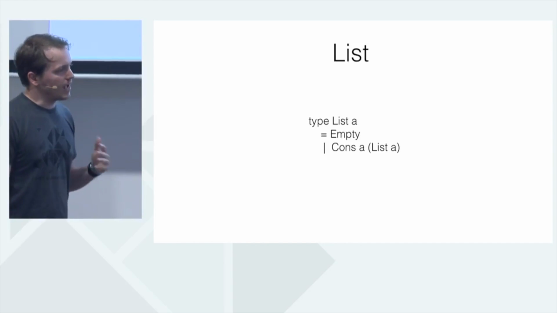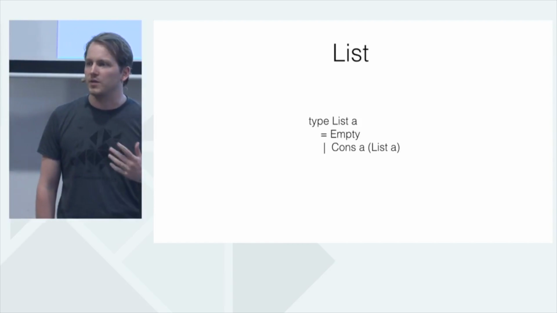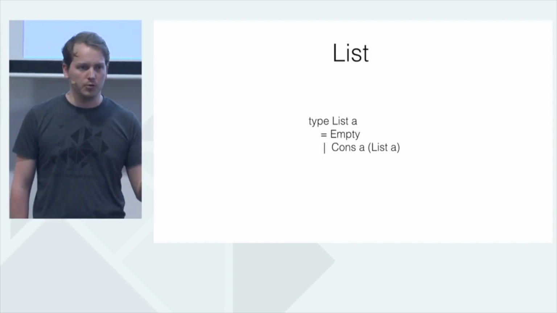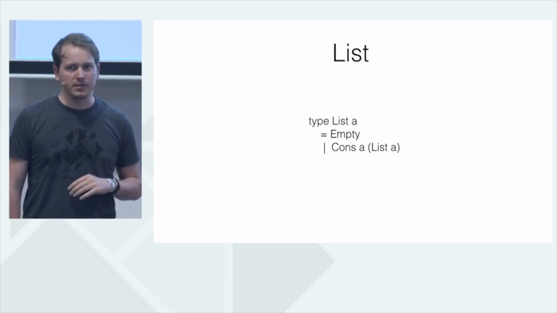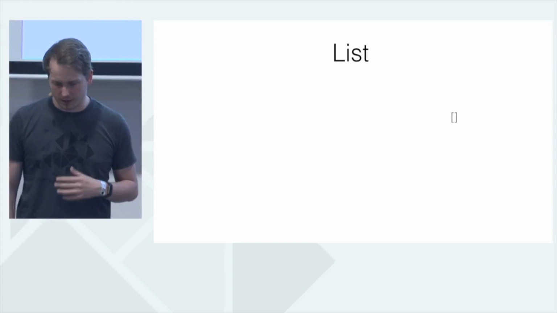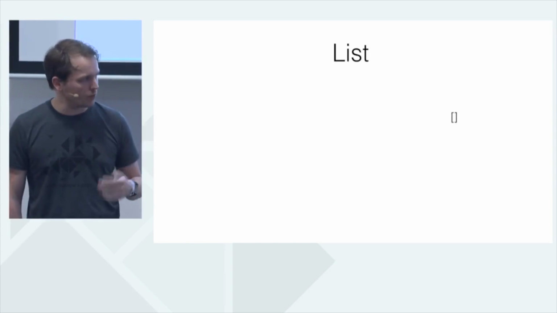A list of some value can either be empty or it can be a cons. Cons is just a historical name, but what it means is that it's a value and a pointer to some other list. That probably doesn't make sense for most of you, so I'm going to give you a visual walkthrough of how this works.